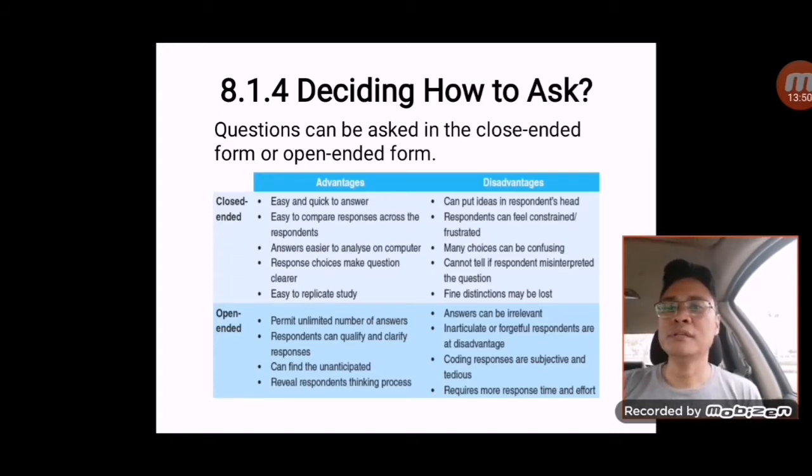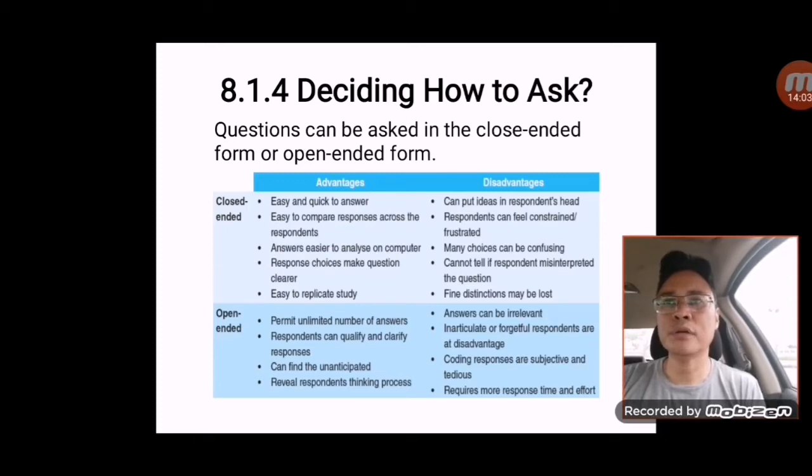So for open-ended, answers can be irrelevant. For example, earlier: how can you improve your level of satisfaction here at this heritage precinct. What is their answer, right. They said, introduce traditional transport such as elephants.